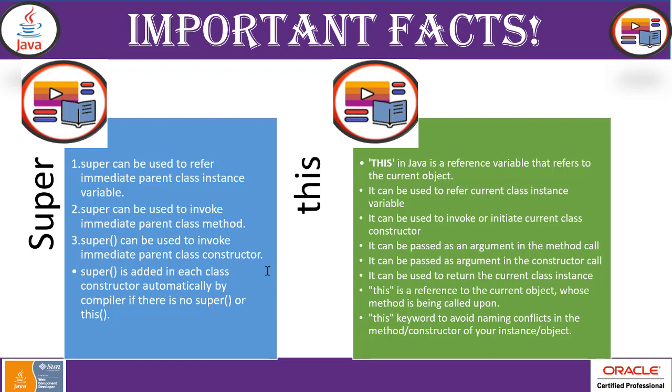So in short, this and super help you to invoke and call the reference variable for the current class object and the parent class object with respect to the reference of variable, calling method and invoking the constructor of respective classes.